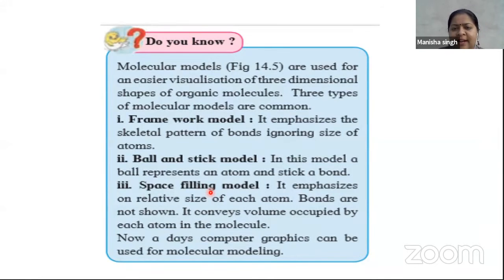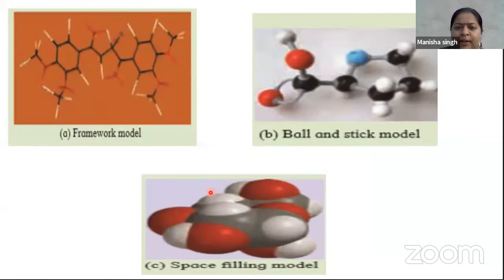Now let's understand with the help of the figure. You can see the framework model. In this, only the bonds, or framework, of the molecule is shown. Atoms are not shown. So you can come to know how the molecule looks. It's how the structure of the molecule will look, which we can see in the framework model.